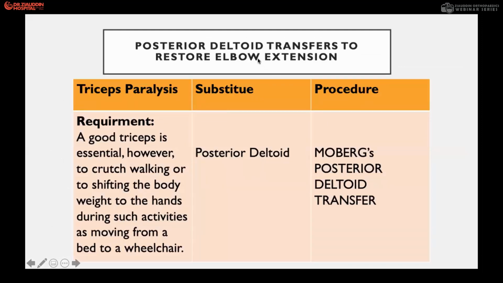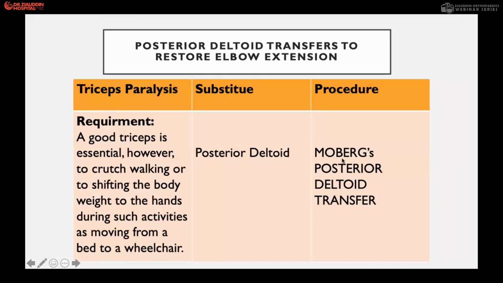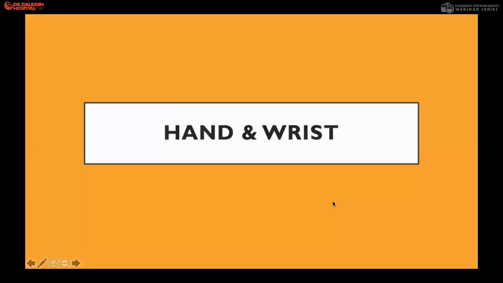Here, sometimes there is an elbow extensor paralysis or weakness, that is the triceps paralysis. You can use the posterior deltoid muscle like this, the posterior deltoid muscle, that is called the Momberg procedure. Sometimes there is a fixed supination deformity, and this supination deformity can be corrected by restoration of pronation by transfer, rerouting the biceps from lateral to the medial, and this acts as a good pronator.